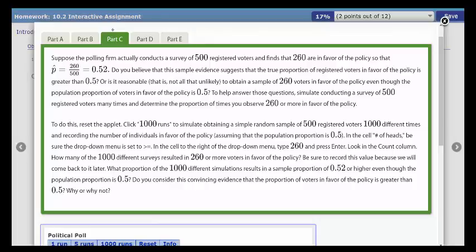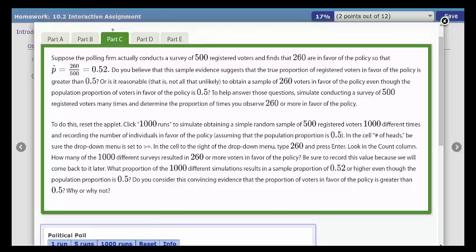Do you believe that this sample evidence suggests that the true proportion of registered voters in favor of the policy is greater than 0.5? Because we got one sample that gives me something more than 50%, can we make a conclusion about the entire population that more than 50% of people are in favor of this policy? Well, let's check if this is the case.